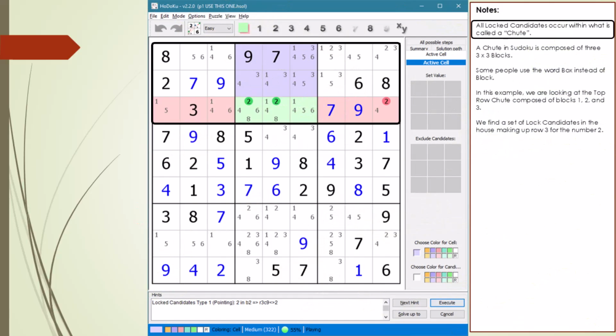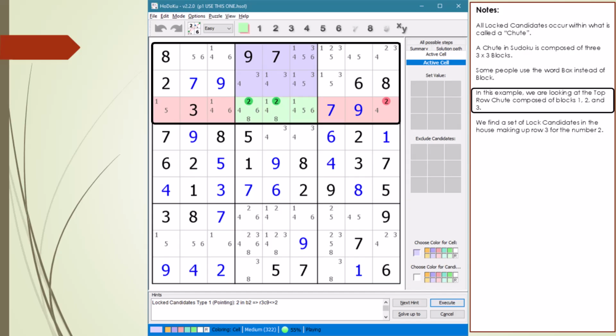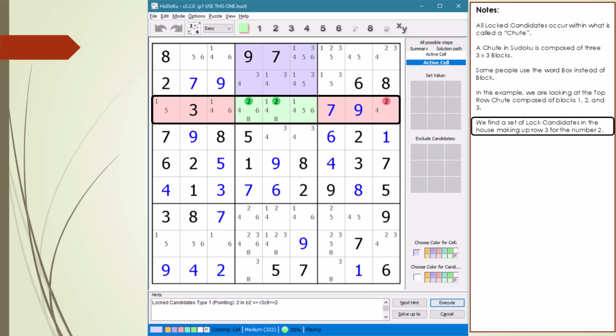The lock candidates pattern occurs over 3 blocks, which is called a chute, which is now outlined. The chute currently outlined is composed of blocks 1, 2, and 3. Some people use the word box instead of block. In my videos, I prefer to use the word block. In this video, the first row-wise chute composed of blocks 1, 2, and 3 is where the lock candidates pattern is occurring. In this pattern, we find a set of lock candidates in the house making up row 3 for the number 2 pencil mark.